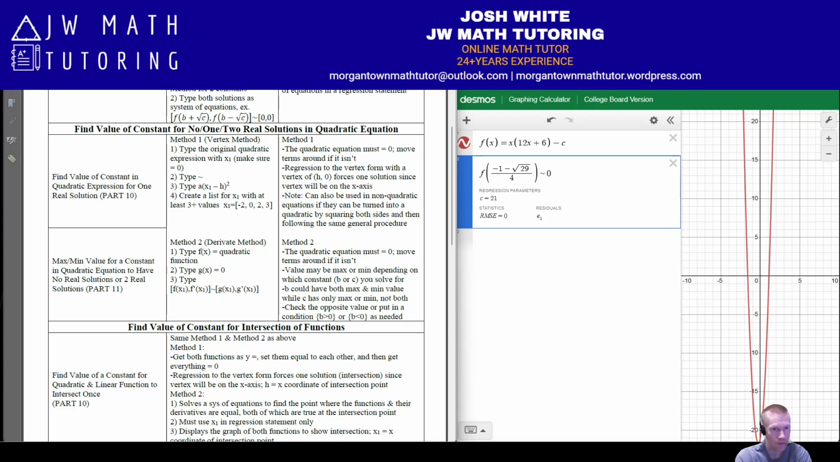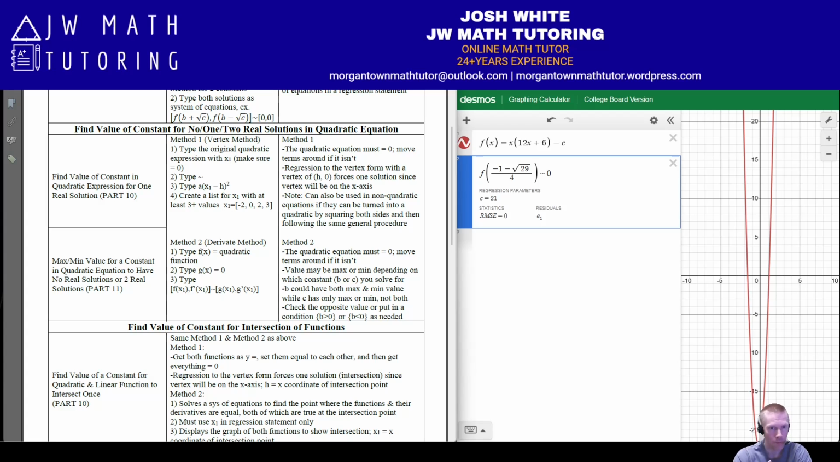The second method, I call it the derivative method. You're going to take the quadratic expression or equation and type it in as a function. Then you're going to add a second function, just say g of x equal to 0, and then you're going to type what you see listed there on the screen. Note there is an apostrophe after the second f and after the second g. It stands for prime. It really means derivative in math terms. And notice you have to also use x1 in the regression statements.